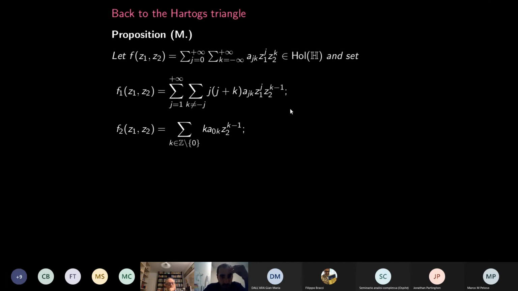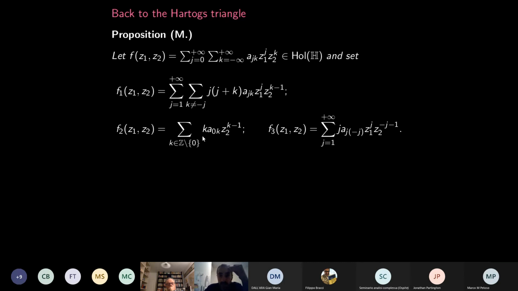F2, now I will say something more about this later. F2 is like F1, but it is the case when J is equal to 0. In fact, here we only have the coefficient A_0K, and we are summing over K not equal to 0, with K times A_0K, Z2 to the K minus 1. So it is actually like F1, the case J equals 0.